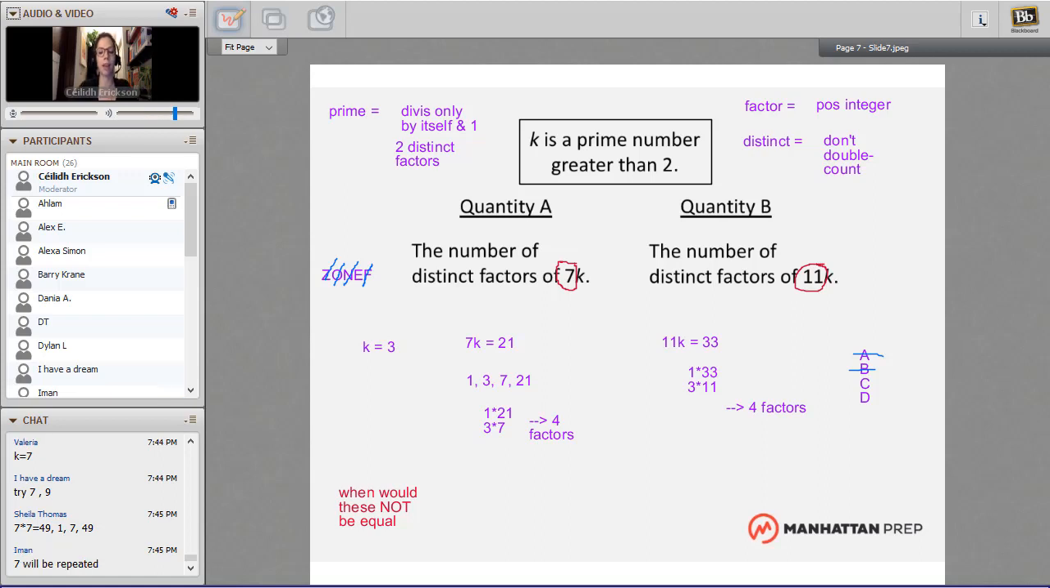So when we try K equals 7, our factor pairs are 1 times 49 and 7 times 7, but the rule with distinct is that if it's repeated, we don't want to double count it, so in that case we would only get 3 distinct factors, not 4. But with 11 times 7, we'd still get 4 distinct factors. So the answer was actually D.